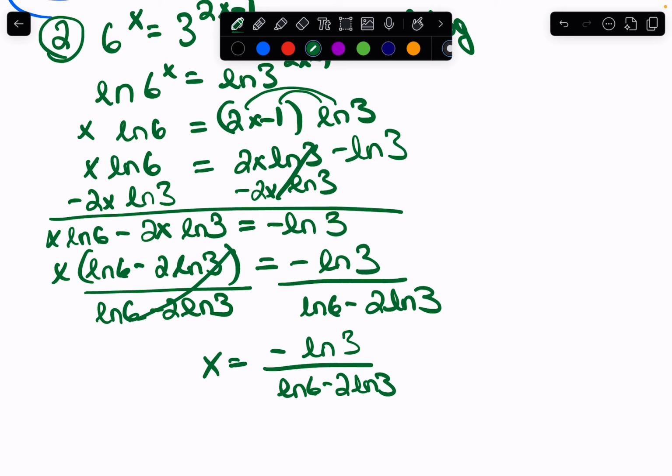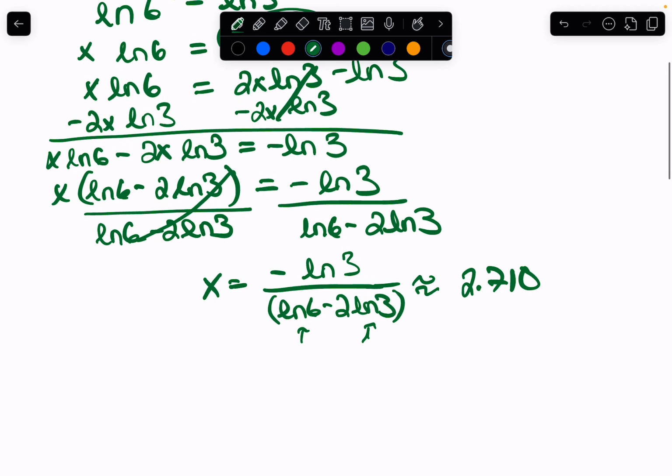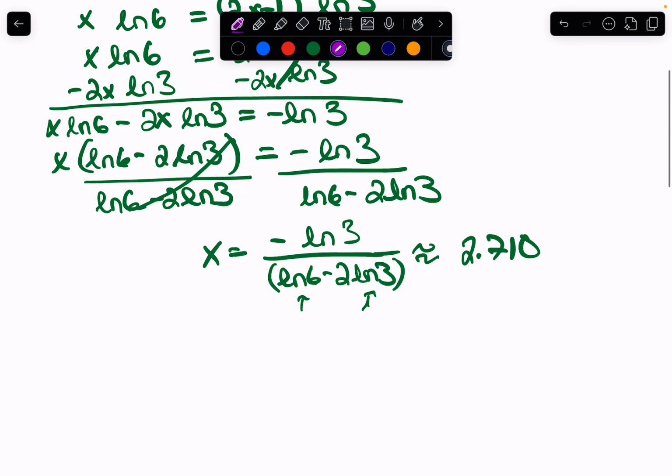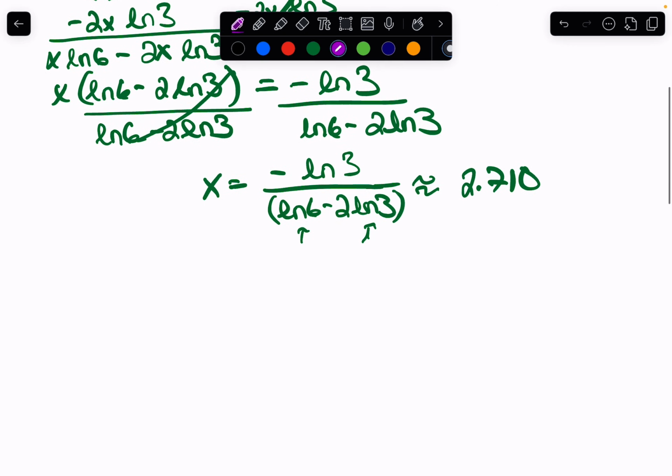And when we put this in the calculator, again, remember to put this inside parentheses, we get 2.710, or do it as separate, like calculate the natural log of 6 and 2 times natural log of 3 first, and then subtract, and then do the division. So that's another option. Okay, so that was number 2.